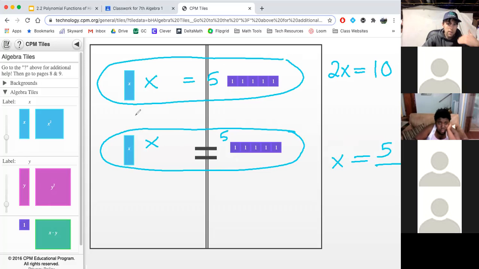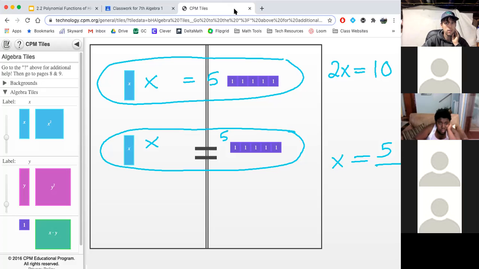I took the number of x's that I had and split my other side into the appropriate number of groups. So in this case, I had 2 x's, so I split my unit tiles here into 2 equal groups. Pretty easy, and that's my solution. Let's look at one that's maybe a little bit trickier.